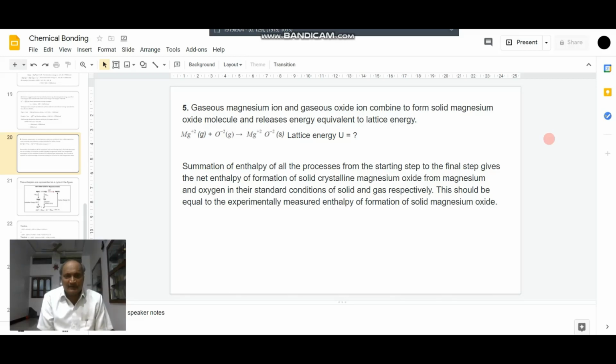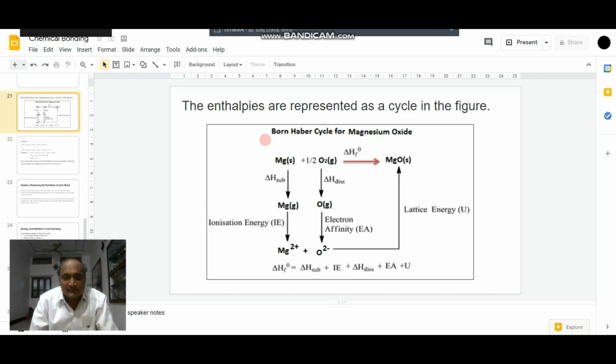According to the summation of enthalpy of all the processes, starting from the formation of a final compound, whatever the net enthalpy change gives the solid crystalline magnesium oxide from magnesium and oxygen in their standard conditions. This should be equal to the experimentally measured enthalpy of formation of solid magnesium oxide. So the enthalpy changes, the heat energy changes during the formation of an ionic compound, are represented in the form of a cycle called Born-Haber's cycle.